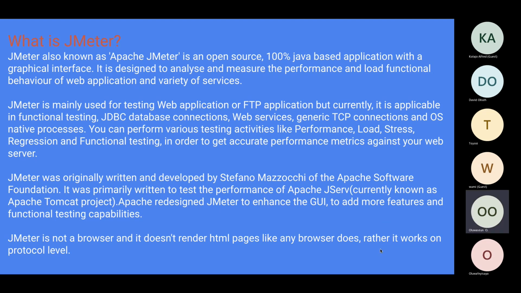JMeter was originally written and developed by Stefano Mazzocchi of the Apache Software Foundation. It was primarily written to test the performance of Apache JServ, currently known as the Apache Tomcat project. Apache redesigned JMeter to enhance the graphical user interface, that's what GUI means, and to add more features and functional testing capabilities. JMeter is not a browser, and it doesn't render HTML pages like any browser does. Rather, it works at the protocol level.